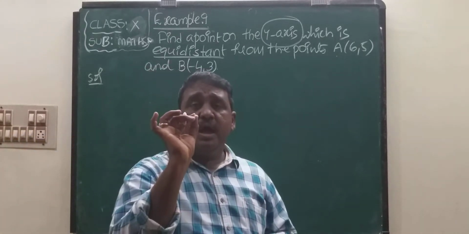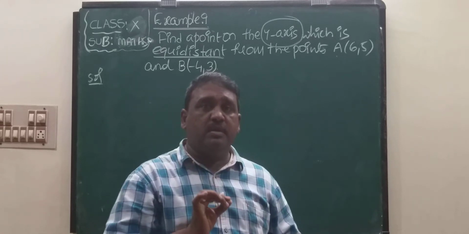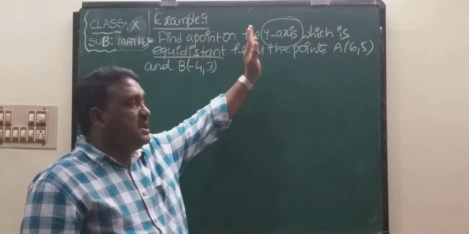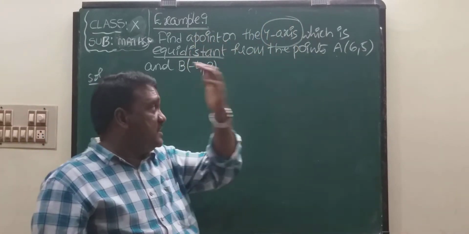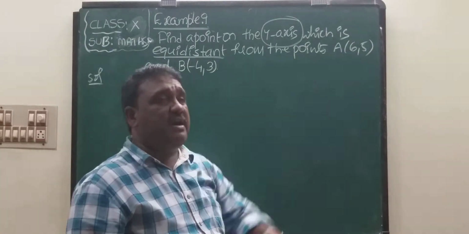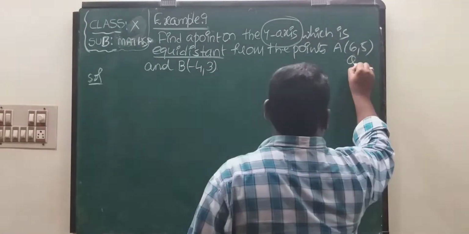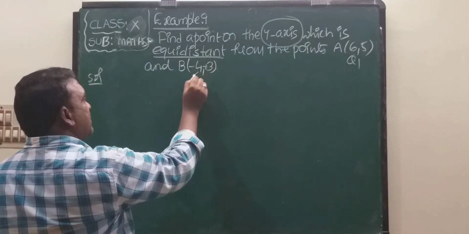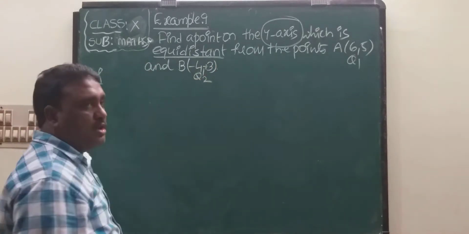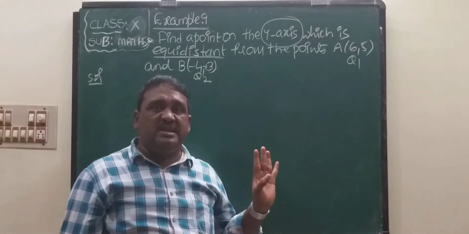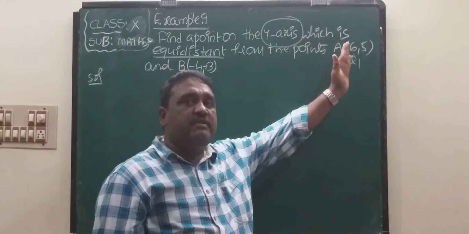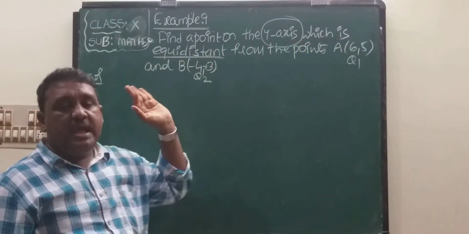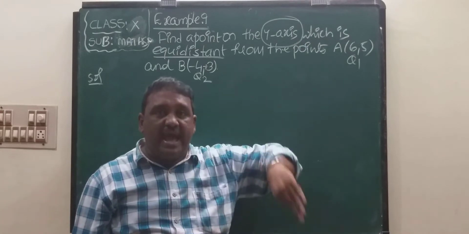So totally how many points are there in the problem? Totally 3 points are there. The first point lies on y-axis. Next one, (6, 5), lies in the first quadrant. Minus 4, plus 3 lies in the second quadrant. So there is a point in the first quadrant, a point in the second quadrant, and a point on y-axis.